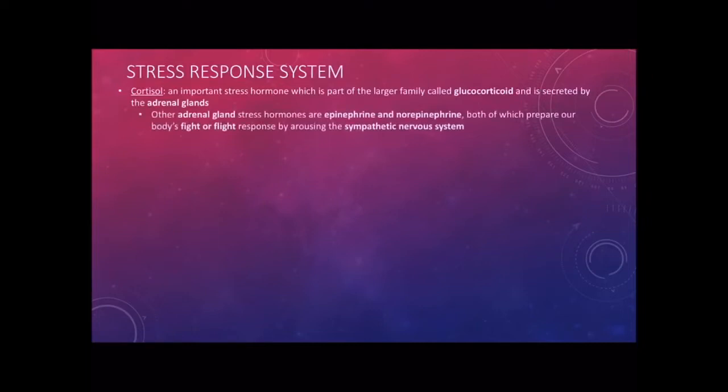So just know that adrenal glands release cortisol, which is that most important stress hormone, and then the adrenal glands also release epinephrine and norepinephrine, which is responsible for that fight or flight response prepared by your sympathetic nervous system.